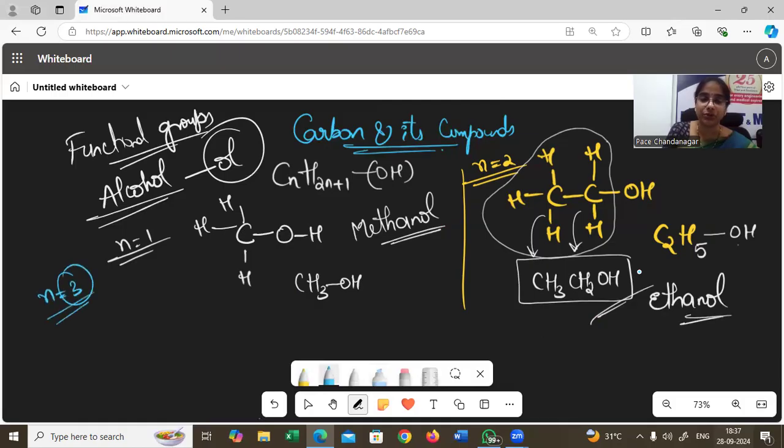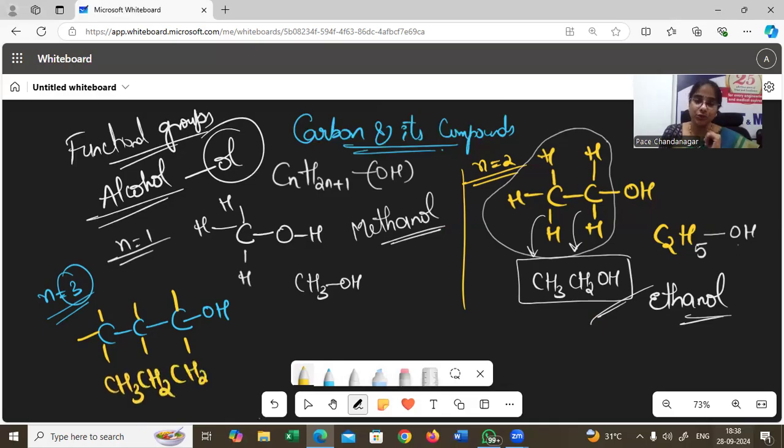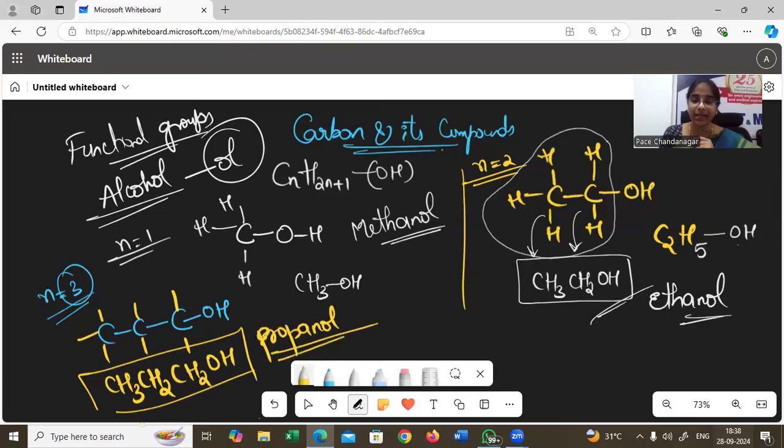Then let's go with n equals 3. It is 3 carbons with the OH. Now you fill it up: 2 here, 2 here, and 3 here. I hope you are able to fill up those hydrogens. Each carbon should have 4 bonds all over. So here 1 OH, 2 more there, then 2 more, then 3 there, which is CH3, CH2, CH2, OH. Each of the carbons is oriented in this manner. This would be your 3 carbons and OH, that would be propanol, right?